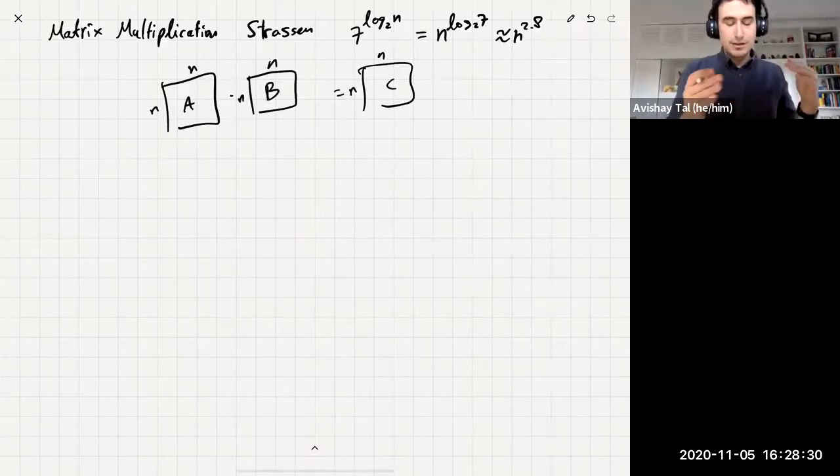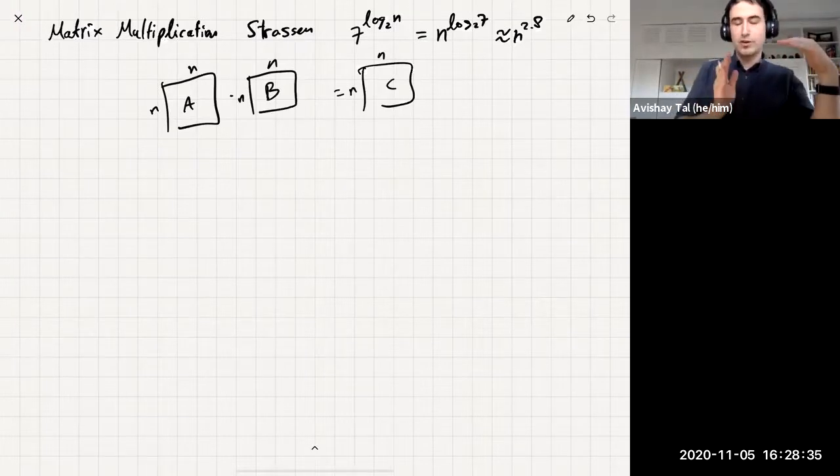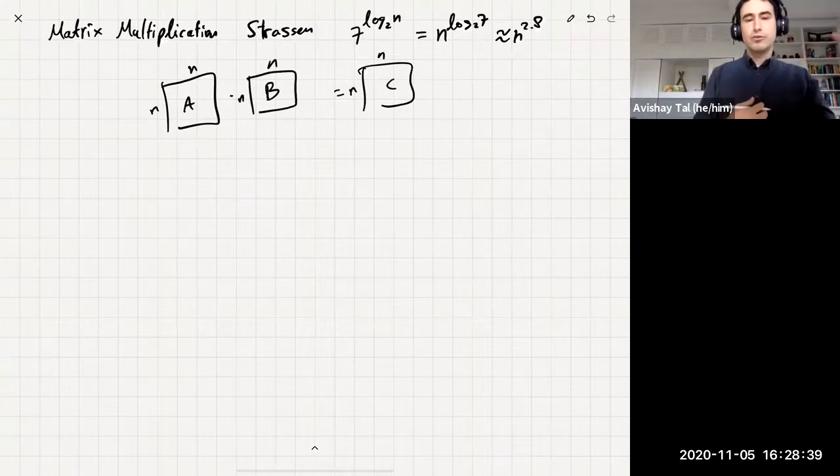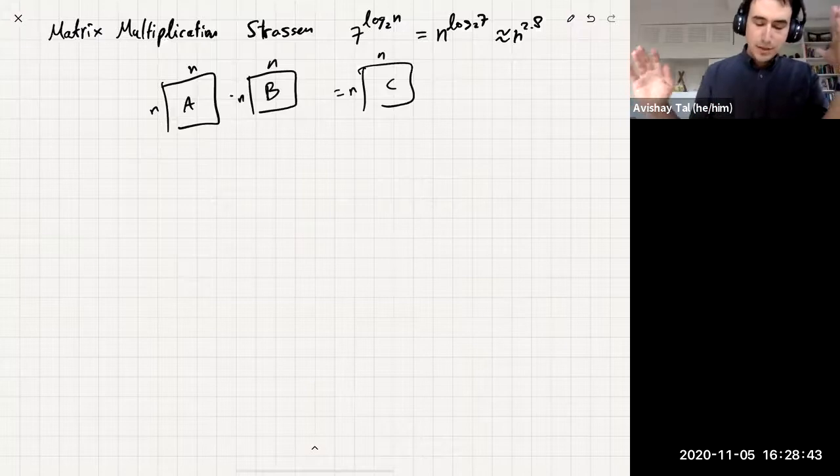The most naive algorithm is to multiply every row in A with every column in B. This would take you n cube time, but we saw a divide and conquer algorithm that runs more efficiently. And there is a lot of literature about matrix multiplication, and there are a lot of very complicated algorithms.